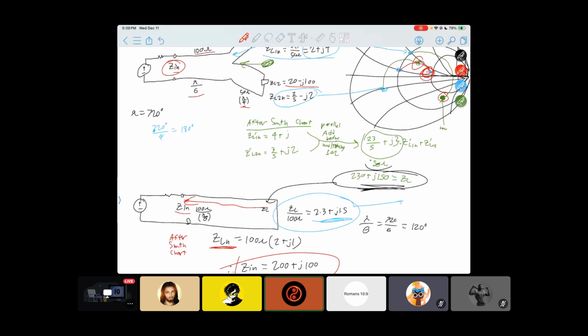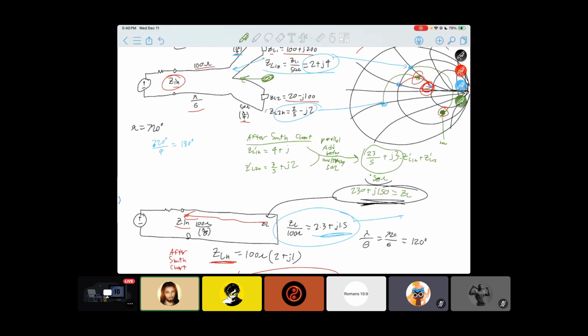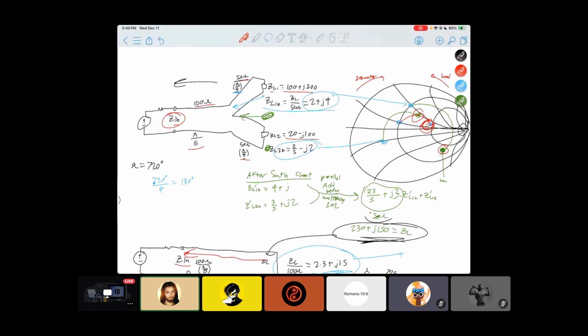It's just the Smith chart that is going to be the problem, how to get the values on there. So after the Smith chart, the 4 plus j, that's after you rotated it 180, right? Yes. And the 3 over 5 plus j2, that's also after rotating it to 1. Yes. So this corresponds to this after rotating, and this corresponds to this after rotating.